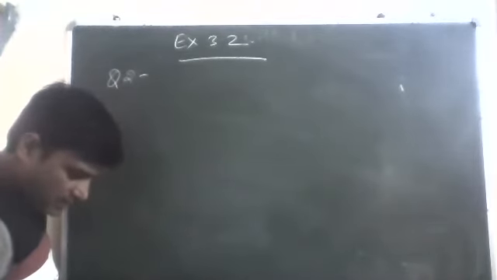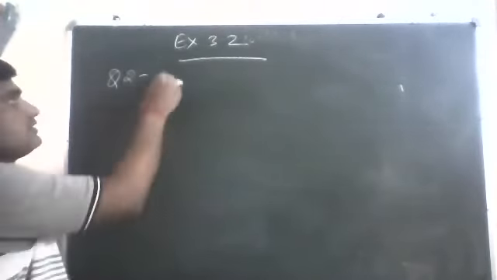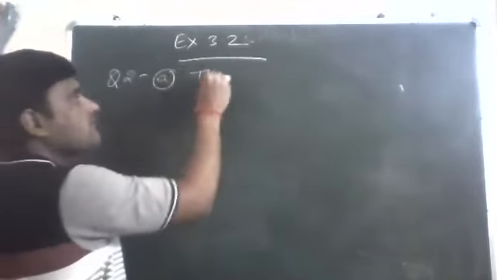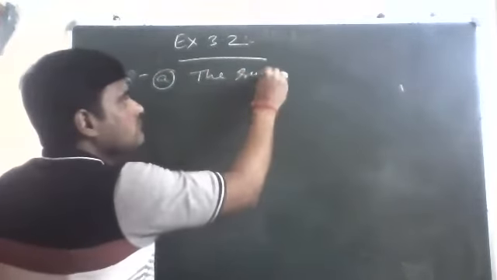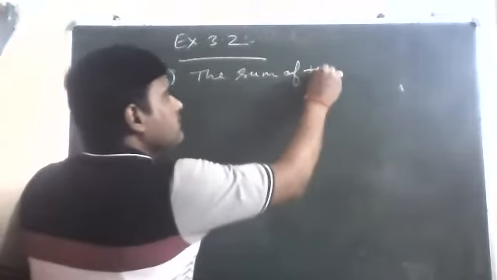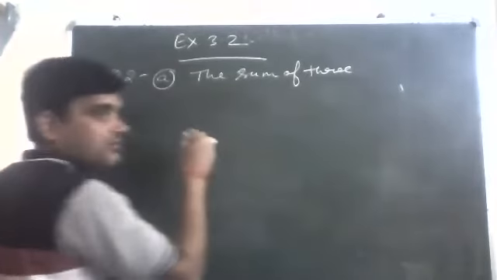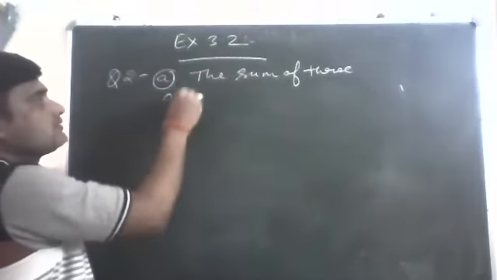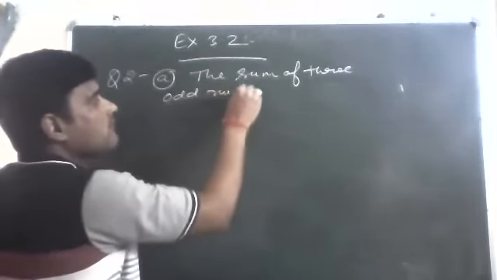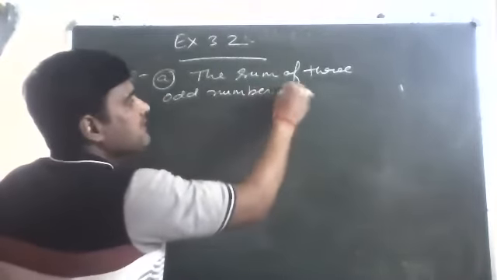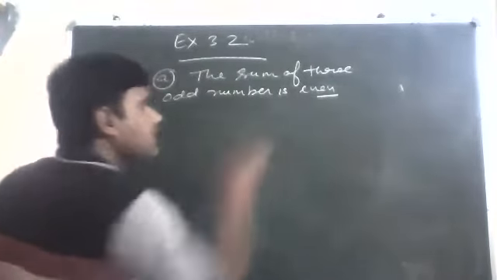The sum of 3 odd numbers is even. Okay. The sum of 3 odd numbers is even. Now first we check it.